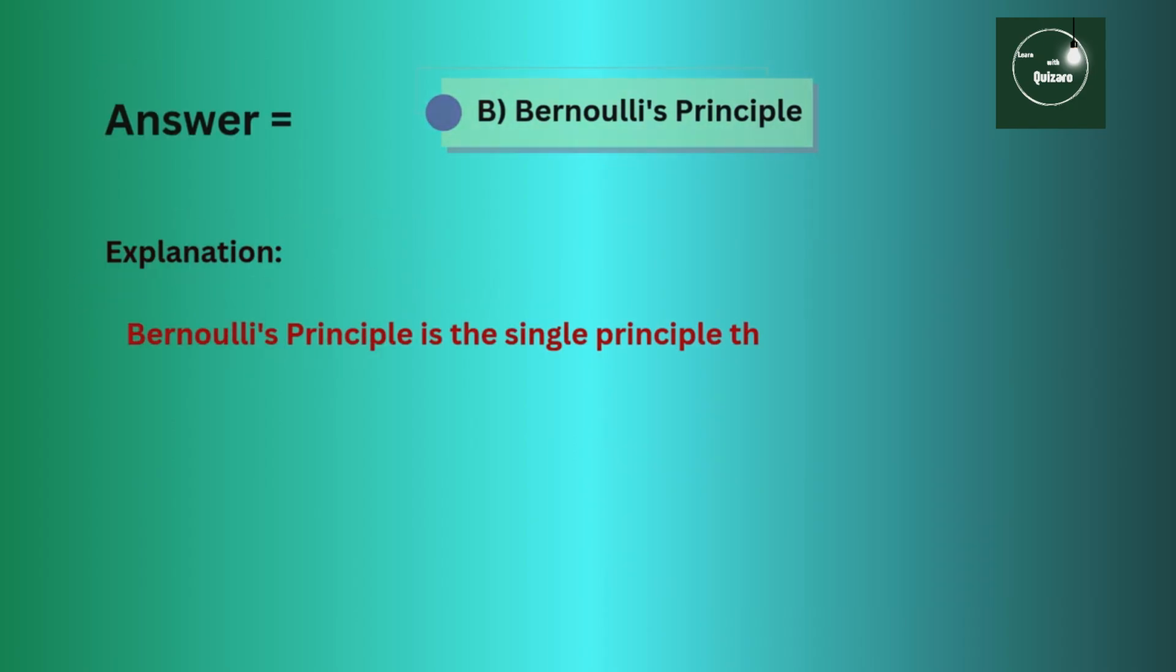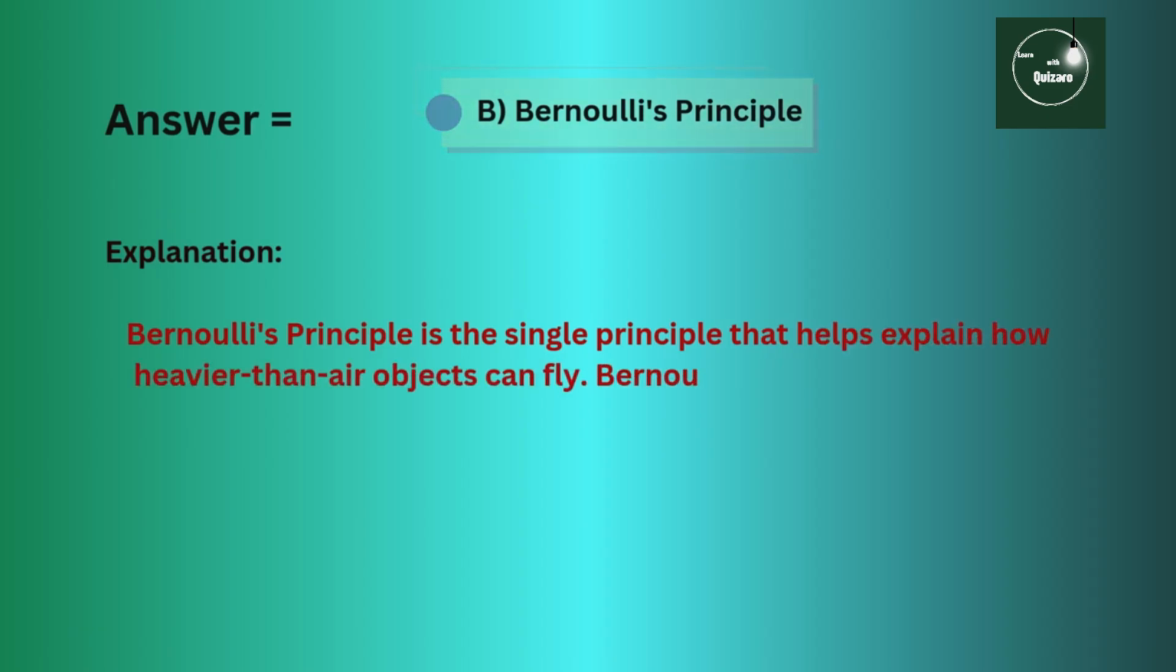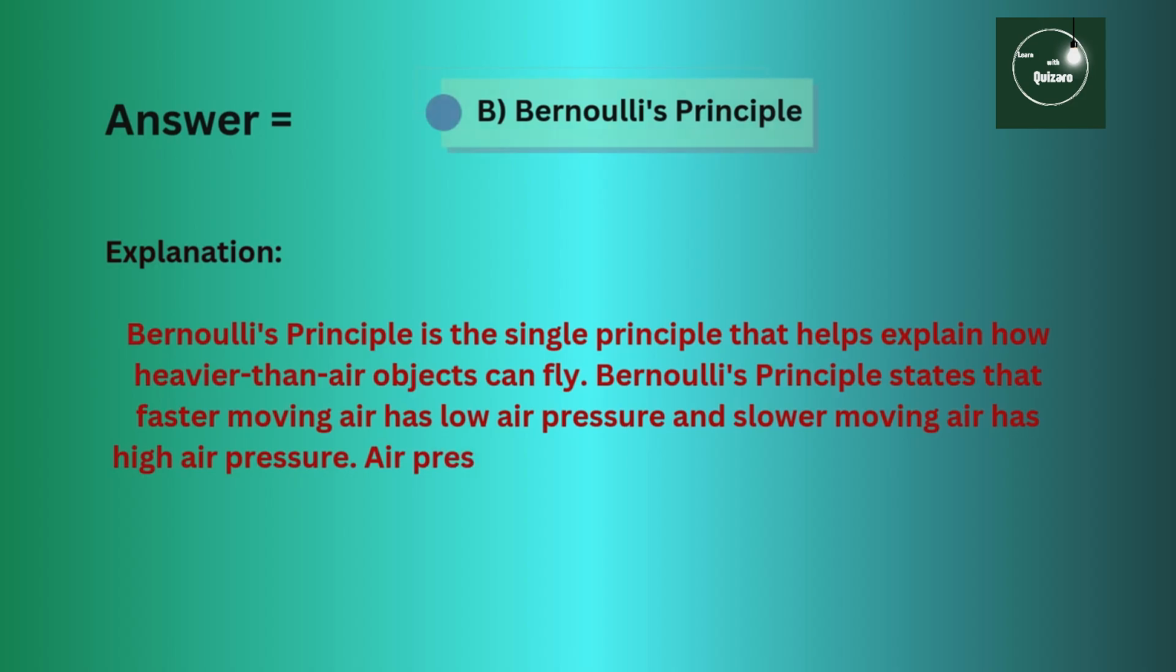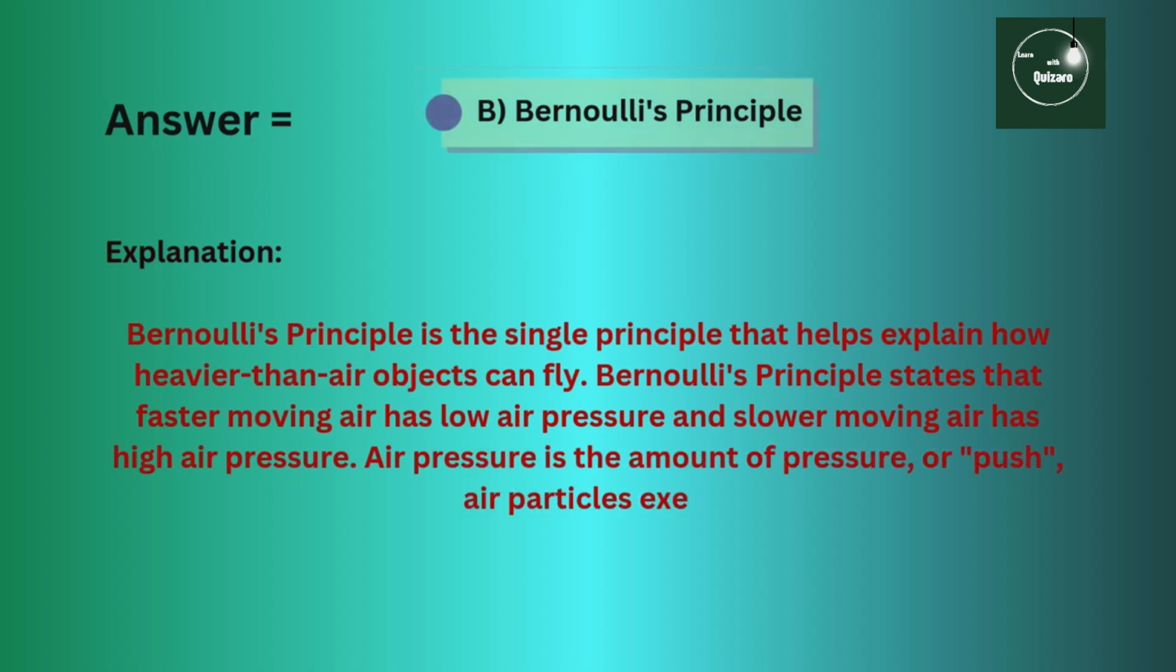Answer is B. Bernoulli's principle. Bernoulli's principle is the single principle that helps explain how heavier than air objects can fly. Bernoulli's principle states that faster moving air has low air pressure and slower moving air has high air pressure. Air pressure is the amount of pressure, or push, air particles exert.